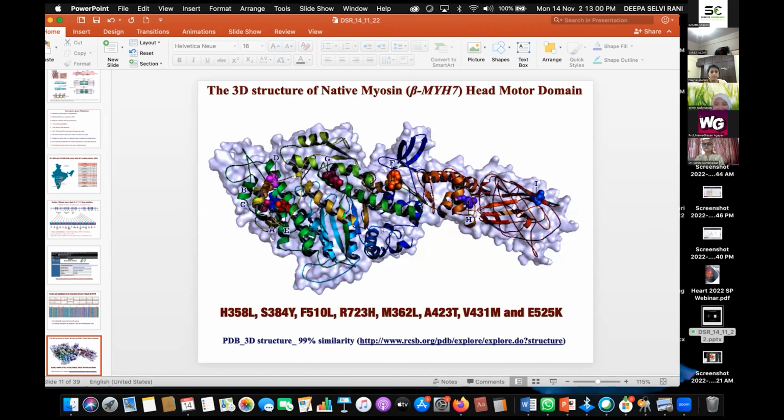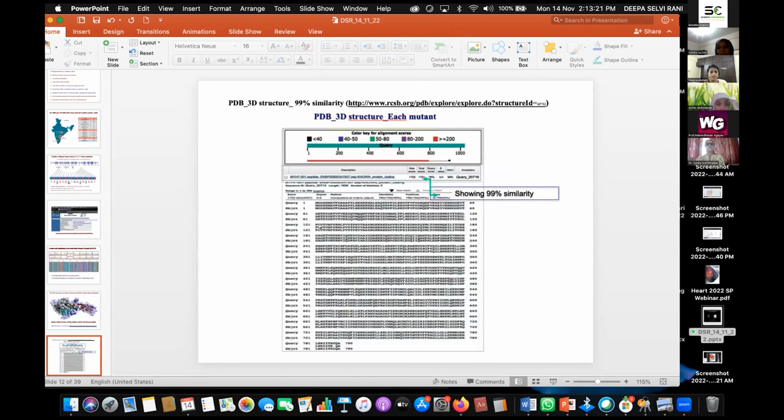And this PDB structure is available. This is the myosin head motor domain 3D structure, which is available in the PDB database. We downloaded it from there. And these are the loci where we found our mutations. These are the 8 mutations. And we blasted this and found that except for our mutation sites, it shows 99% similarity.